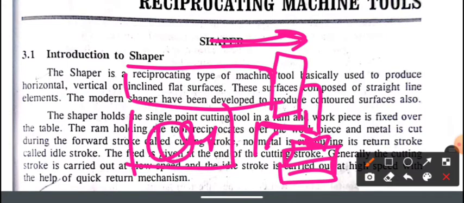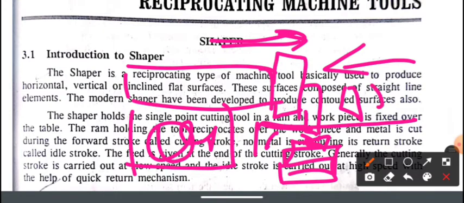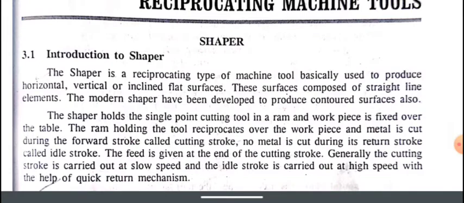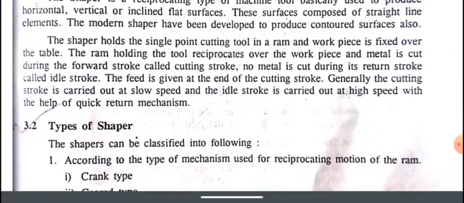During the forward stroke material is cut, and during the return stroke it comes back without cutting; the tool will lift slightly after cutting, and without cutting it returns. While returning it is not cutting any material, so that's why it is called the idle stroke. It will come back quickly. That's why the mechanism used in the shaper is called the quick return motion mechanism. So the return stroke is fast and the forward stroke is slow.